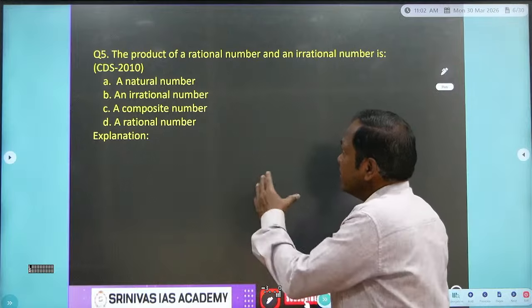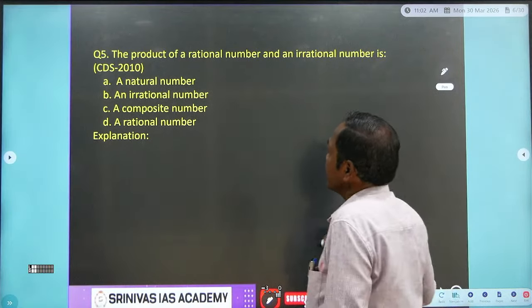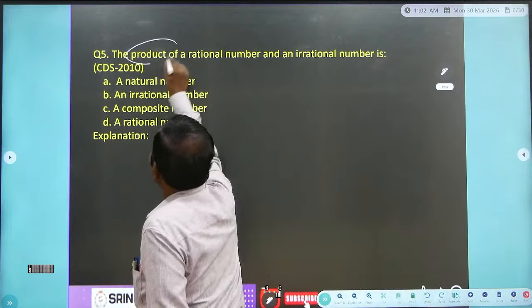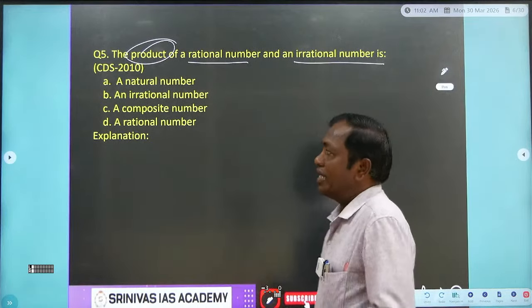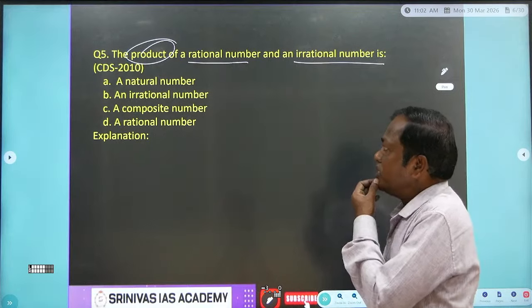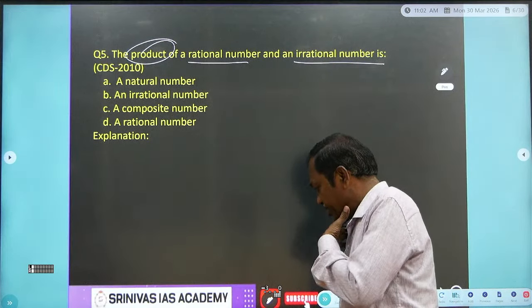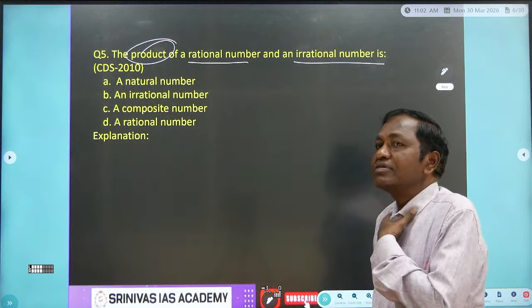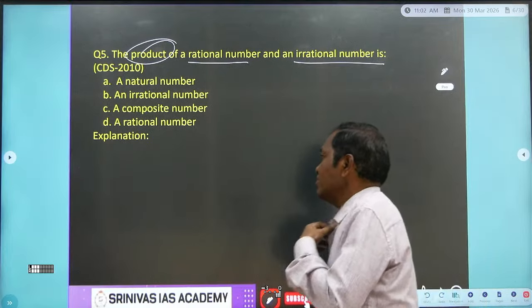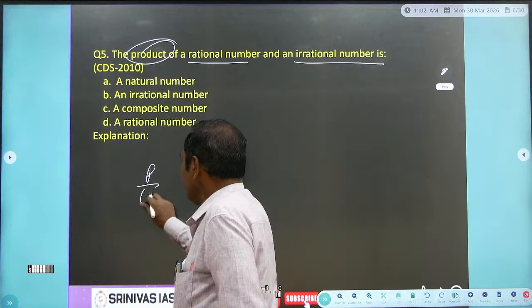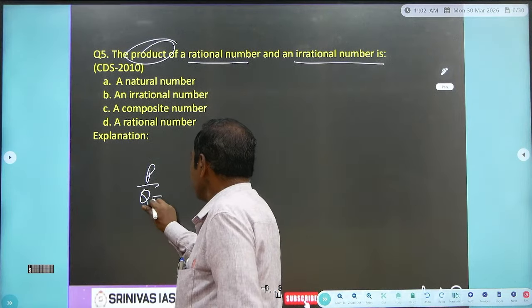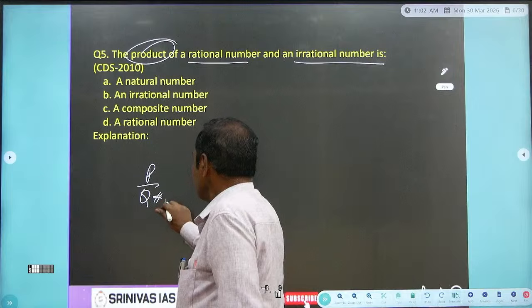Now we can see the product of a rational number and a rational number is... So what is a rational number, what is an irrational number? A rational number is in the form of P by Q where Q is not equal to 0.